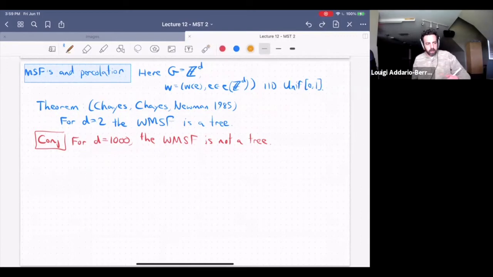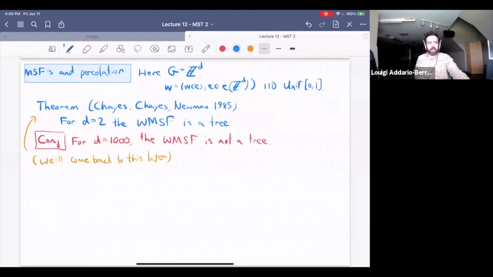Okay, so we'll come back to this theorem later. But first I want to develop the connection between minimum spanning forest and percolation.